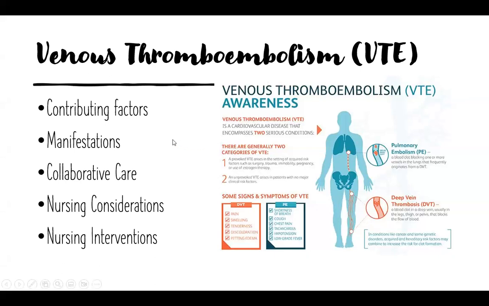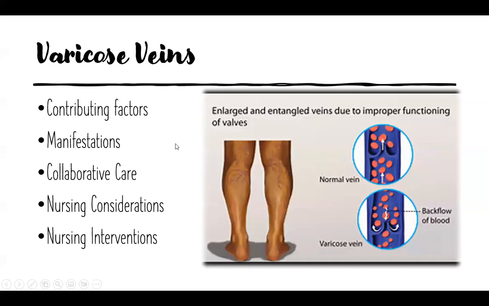All right, so that is your VTE. Let's talk about varicose veins. These are enlarged, twisted, and superficial veins, most common in the lower extremities and the esophagus. Contributing factors, and for the esophagus, that's going to be for your alcoholic patient, okay?